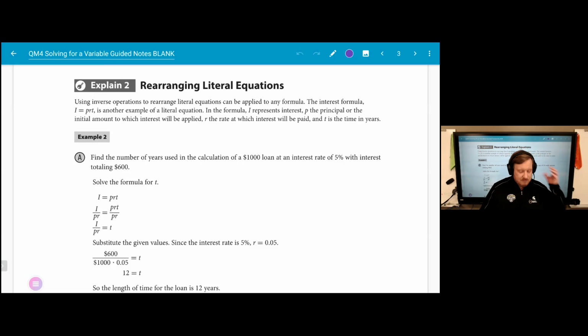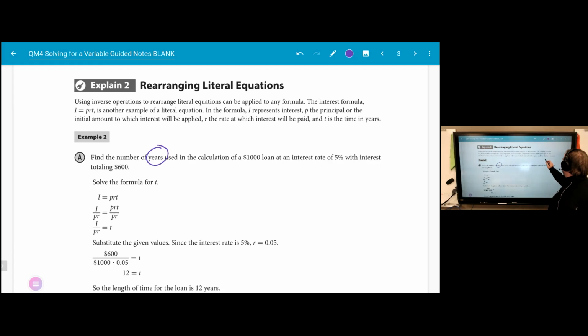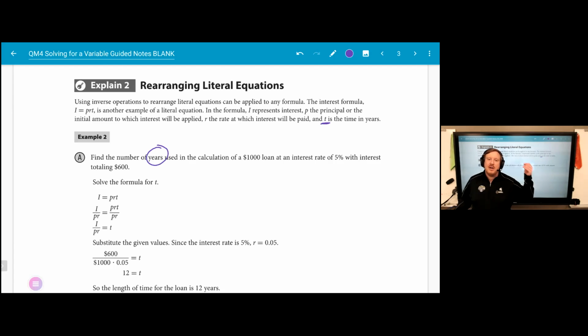So it says find the number of years used in the calculation of a $1,000 loan at an interest rate of 5% with interest totaling $600. Well, let's take a look here. The number of years. We don't know years. Years was T. So in other words, we need to make this T equals something.